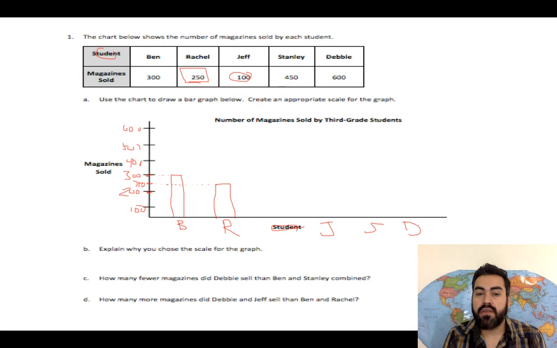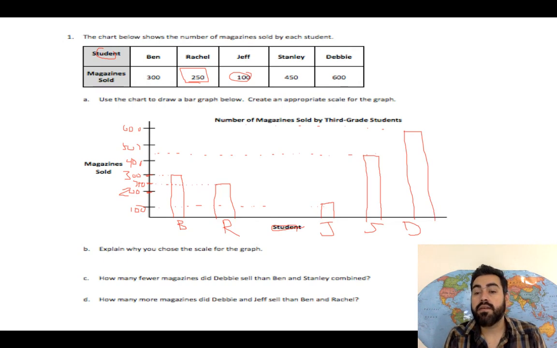Jeff is 100, so by my 100, I eyeball it. It's easier when you have the paper in front of you because you can just put your finger and then write it. Not so easy with a computer, especially because I'm using a mouse to write. But that's 100. We're going to pretend it's 100. Stanley's 450, so I'll find the 400 and then 450. I'll draw my bar there, and then Debbie, 600, our star seller.